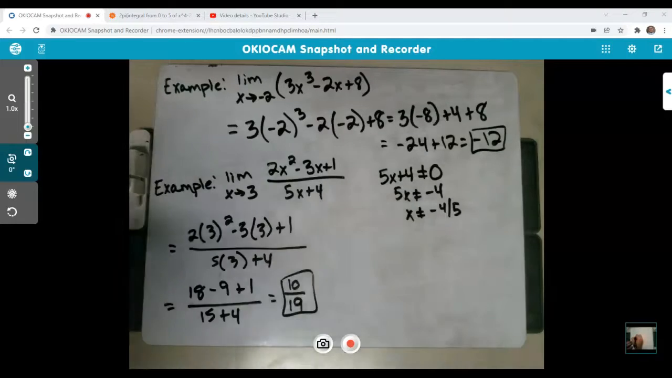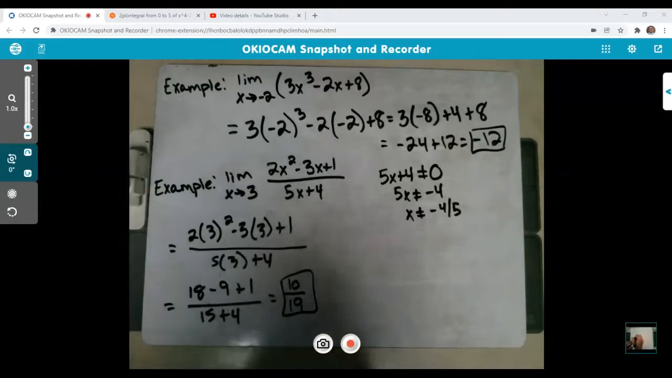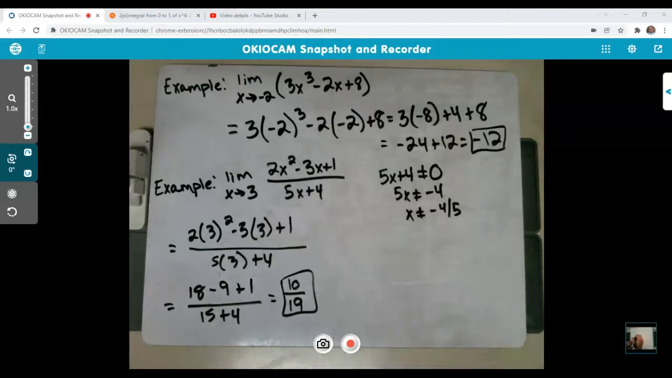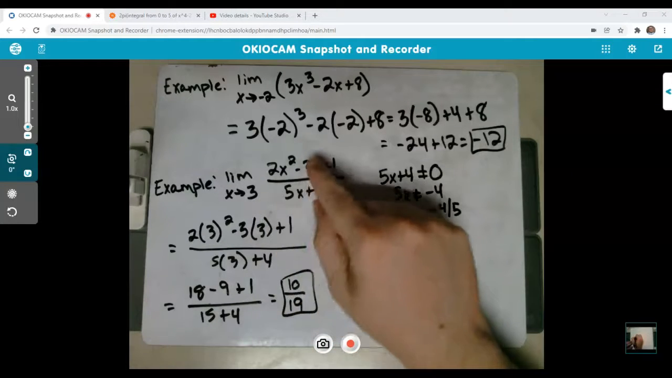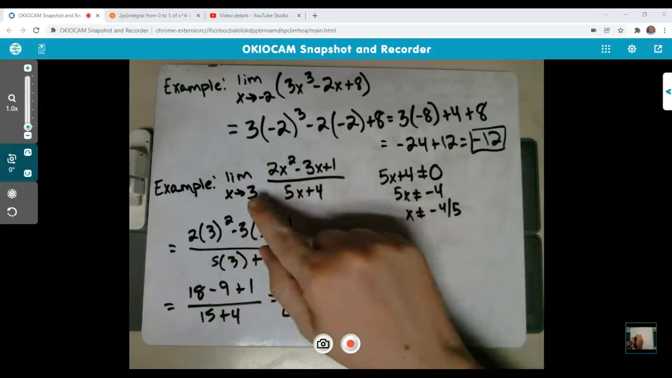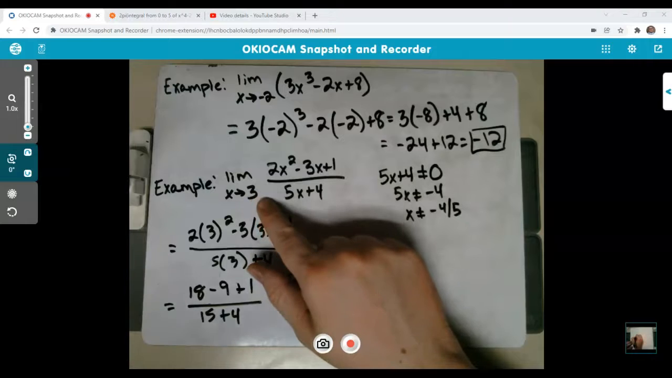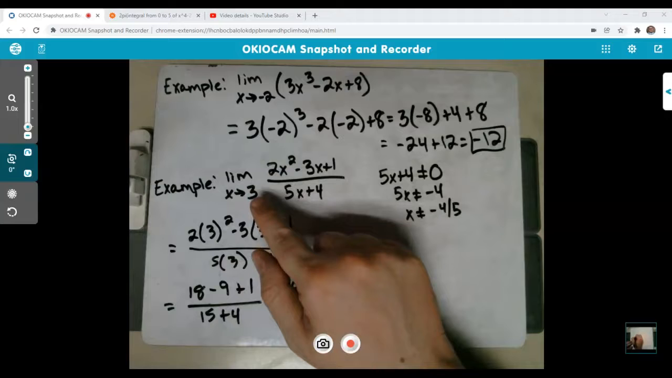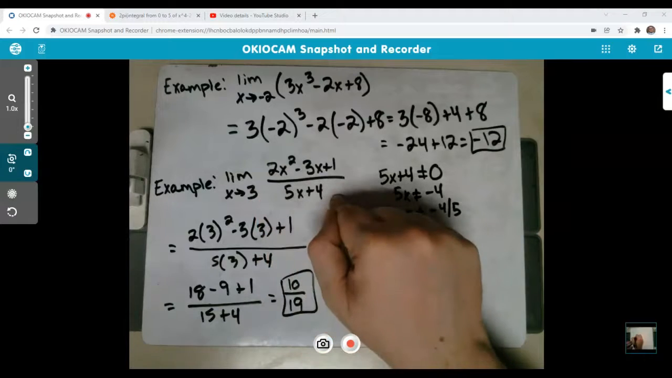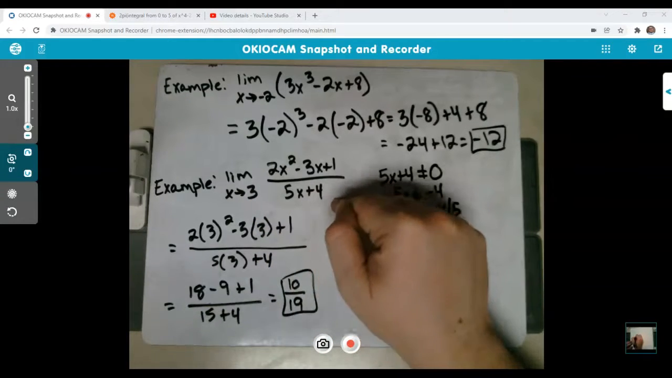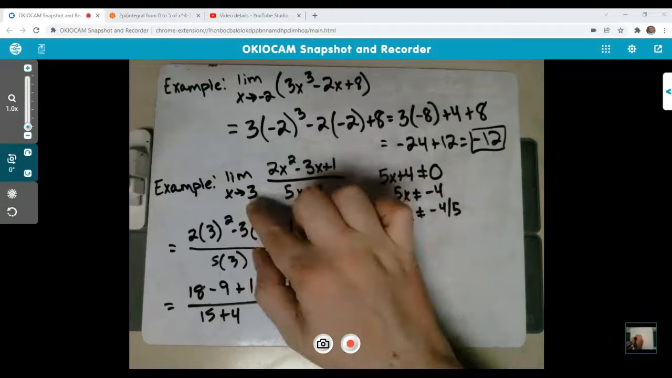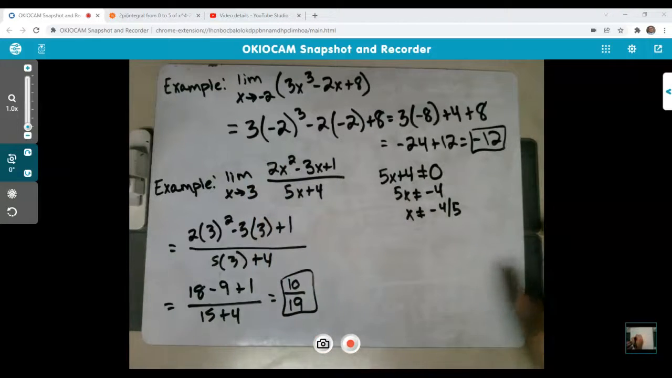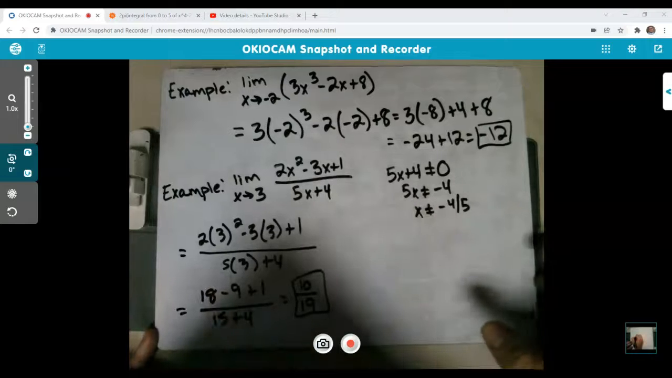Let's do some more examples. Another way to think about this: remember, the idea is I want to know what happens to the graph of this as x gets close to 3. Well, if 3 is a point, then this graph is going to get close to that point, because there is actually a point there. So that's why I can just plug in 3 there. Let's do another example. This one's really good. I like this example.